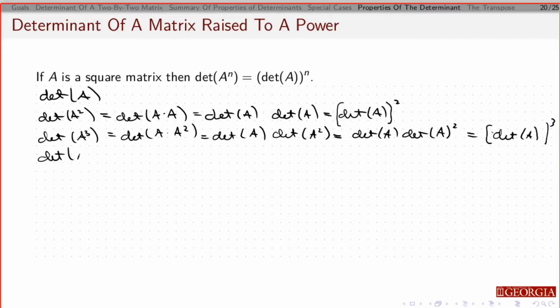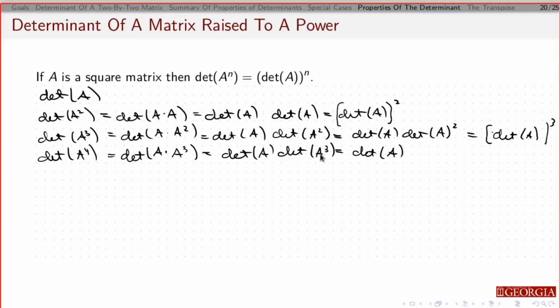And I can do now the same thing with determinant of A to the fourth. This is going to be the determinant of A times A cubed. I can break this out now as the determinant of A times the determinant of that. So I leave the determinant of A alone. Determinant of A cubed I just decided was determinant of A quantity cubed. So that's going to be the determinant of A quantity to the fourth. And I can do this for determinant of A fifth, determinant of A to the sixth, and on down, and just keep going.